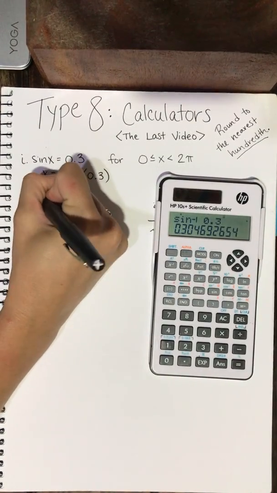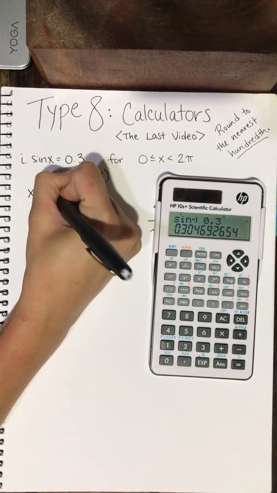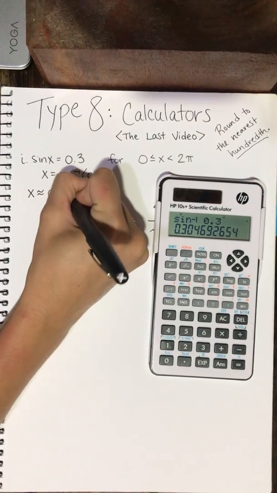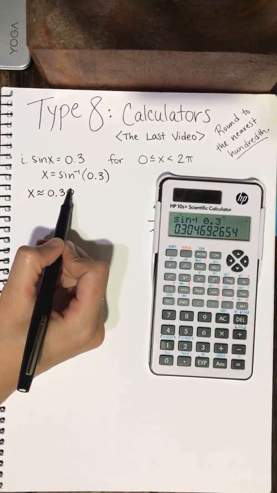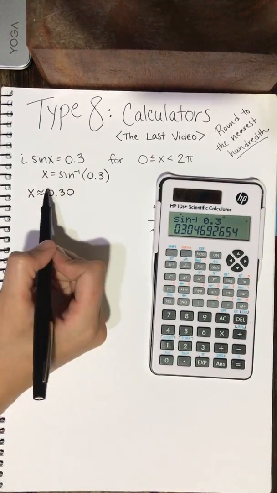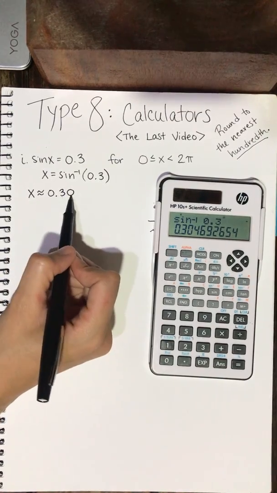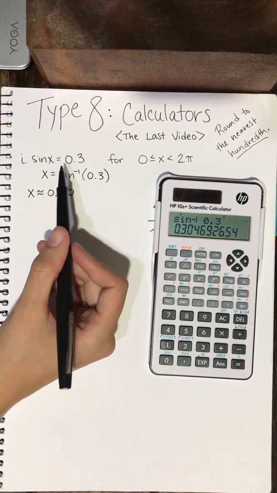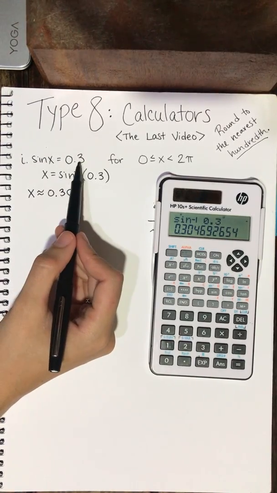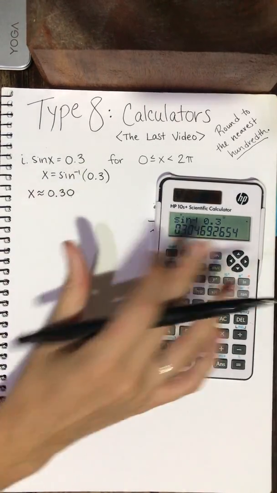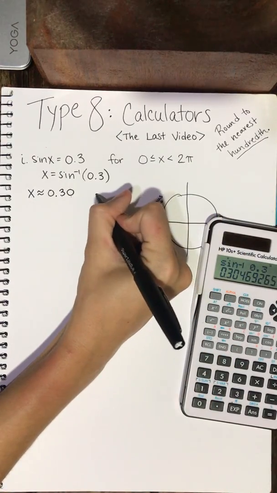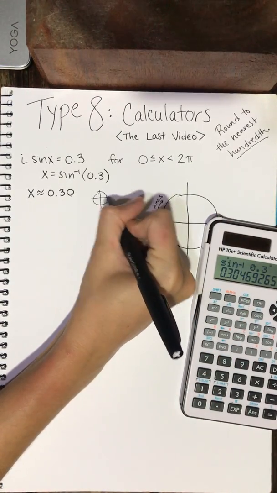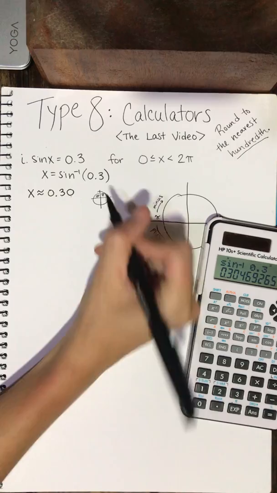Rounding to the nearest hundredth means 2 decimal places, so 0.30. The 4 keeps it a 0. Yes, you need to write the 0 because I'm asking you to round to the nearest hundredth, so that needs 2 decimal places, okay? Now, remember before, sine is positive, so I should have 2 solutions in the quadrants where sine is positive. Sine is positive in the first and the second quadrant.